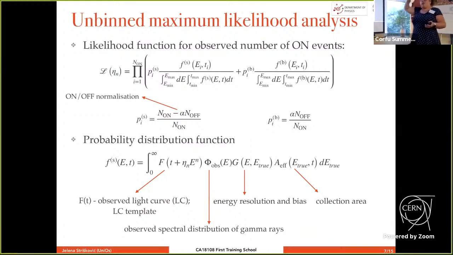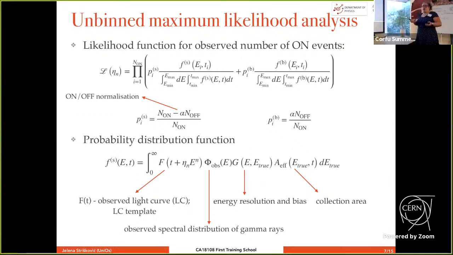In that region, we count our events. That region contains both signal and background. Then we need to somehow estimate our background. So we move to another region where we presume there are no sources, and then we count background events from that region. This off region is of the same size and shape as our own region.